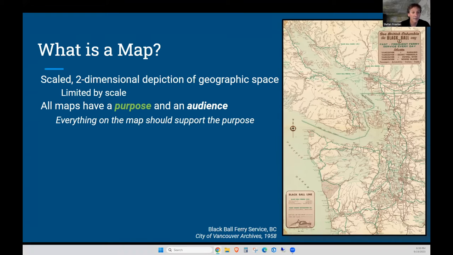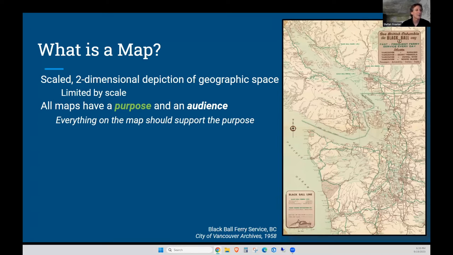Now this one is kind of a couple of things. It's got a line through the middle of it. It's also the water's kind of boring. It's focused more on the land and the human imprint. And it's clearly a sales map. It's trying to sell. It's propaganda. It has a clear purpose, which is to say, as all maps do, its clear purpose is to get people to ride the ferry.